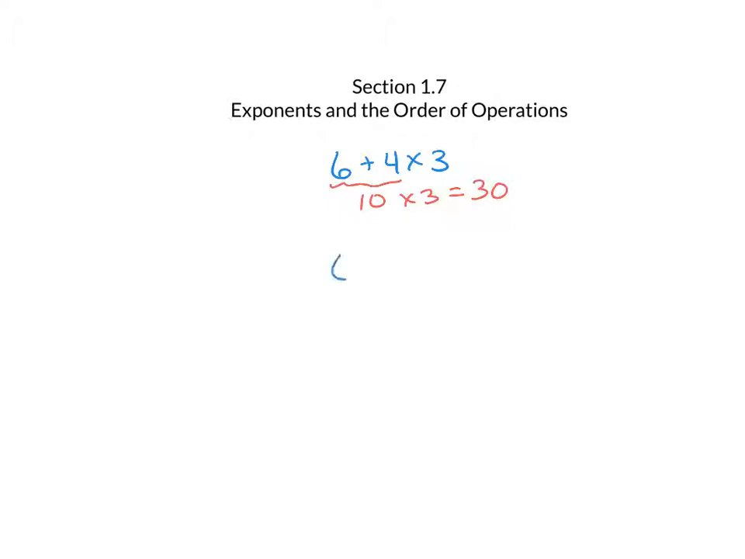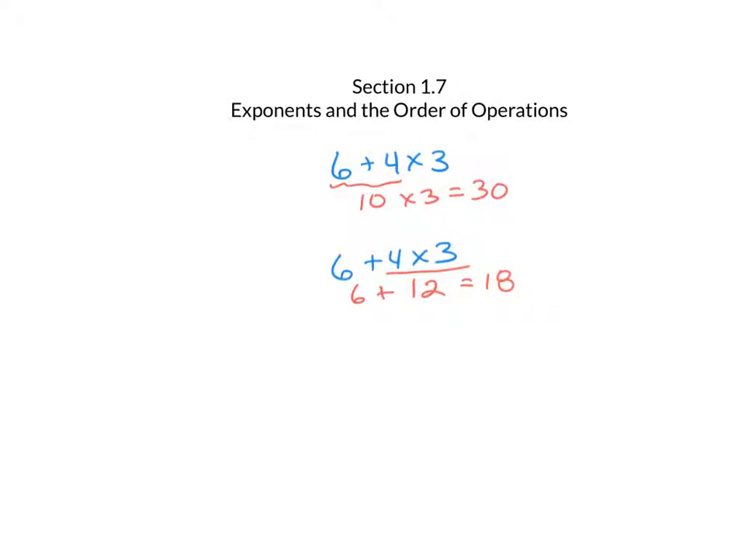The second student, once again having the same problem, said, I'm not going to do it that way. Instead, I'm going to say 4 times 3 is 12, and then 6 plus 12 equals 18. Which student is correct? Well, in math, there's only one correct answer.